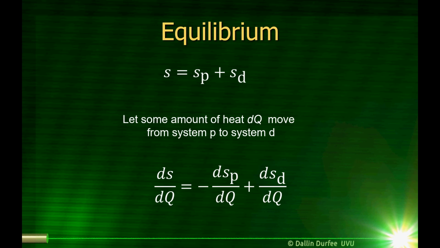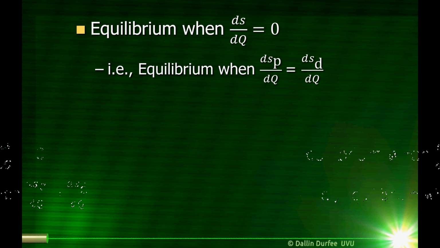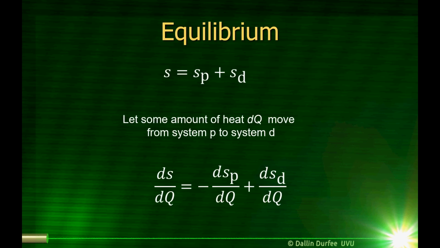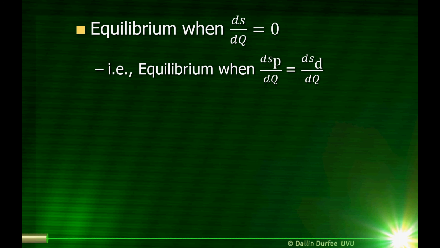Now, to maximize something, we take the derivative and we set it to 0, right? So we come into equilibrium, reaching maximum entropy, when dS/dq is equal to 0. Remember, dS/dq was the negative of the derivative of the entropy of the pennies as I add heat to it, plus how the entropy of the dimes changes when I add heat to it. So we reach maximum entropy when those two derivatives are equal: when adding a little bit of heat to the pennies changes the entropy of the pennies by the same amount that adding that infinitesimal amount of heat to the dimes would change the entropy of the dimes.